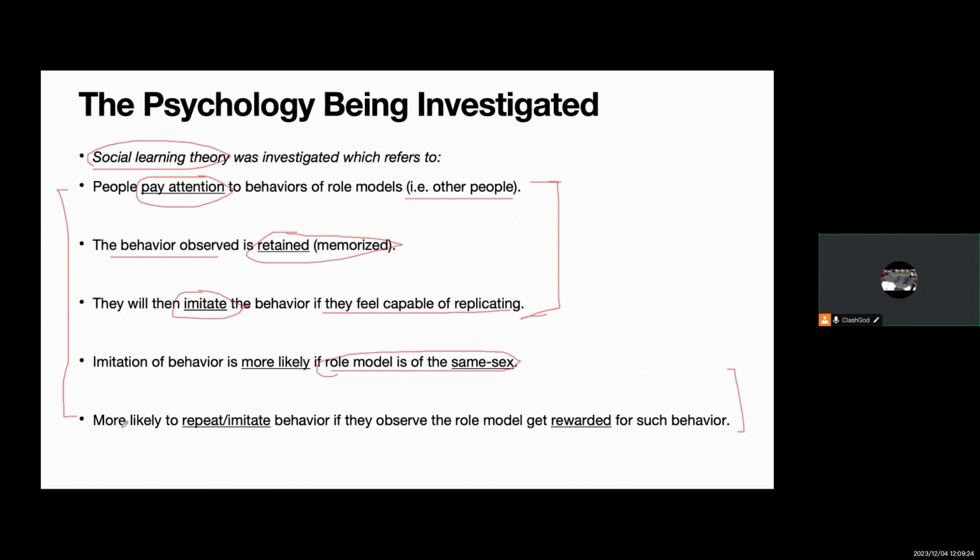And the second is they are more likely to repeat or imitate behavior if they observe the role model get rewarded for such behavior. For example, when Michael Jordan dunks, when Michael Jordan is being tough, if people clap, if people reward the role model for such behavior, they're more likely to imitate this behavior. And this is also pretty intuitive. If you see someone being rewarded for a behavior, you're more likely to copy that behavior. If you see a person not being rewarded or even being punished for a certain behavior, you might not want to copy or imitate that behavior. So these are the two factors, and these are the three explanations.